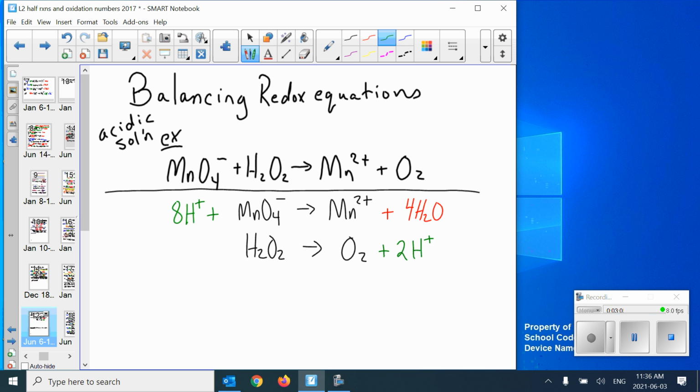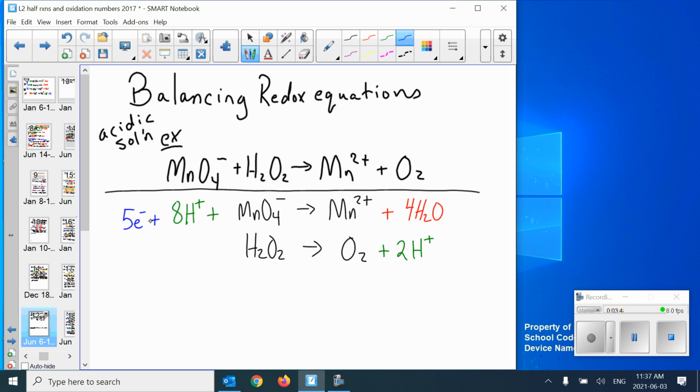Step 4, balance for charge by adding electrons. First half, we have 8 positives and 1 negative, so that's 7 on the reactants. We have 2 on the product side. Let's bring the high side down to the low side. 7 needs to come down to 2. That means 7 minus 5. 5 negative electrons are added. So 5 electrons.